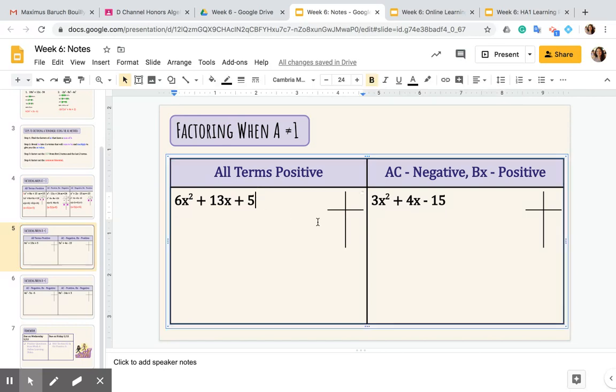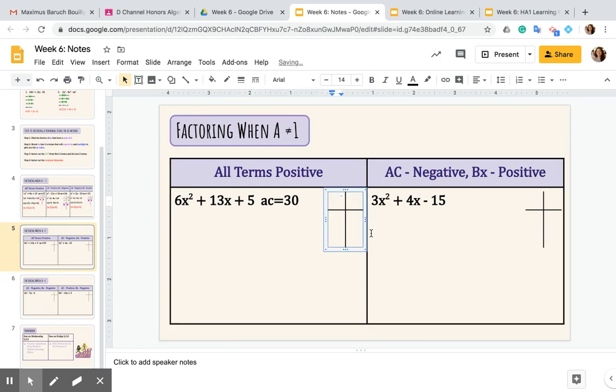Okay, so here my AC value, now I need to make sure that I'm multiplying correctly. My A is 6, my C is 5, AC is 30. So I need factors that multiply to give me positive 30 and add to give me positive 13. So everything's positive here. When that's the case, all of your factors will be positive.